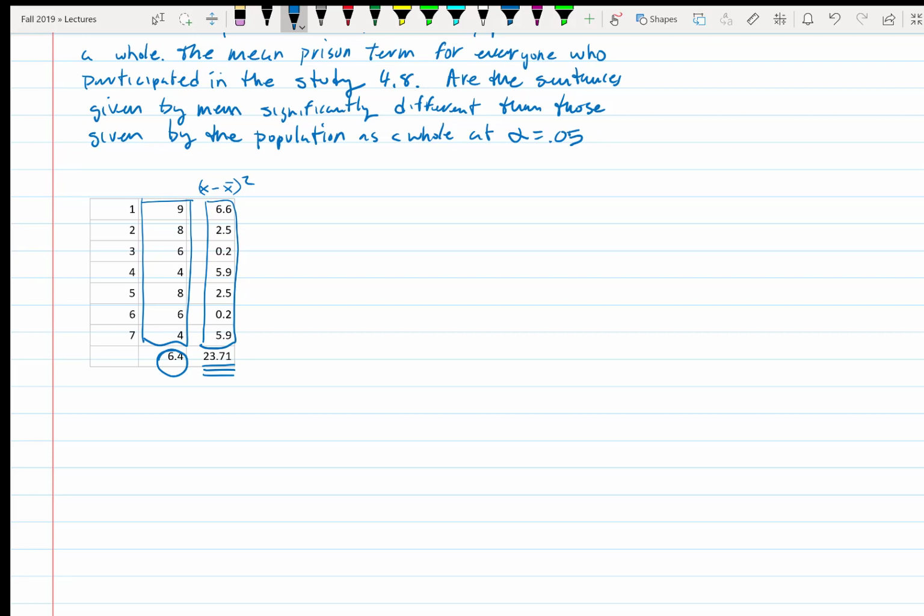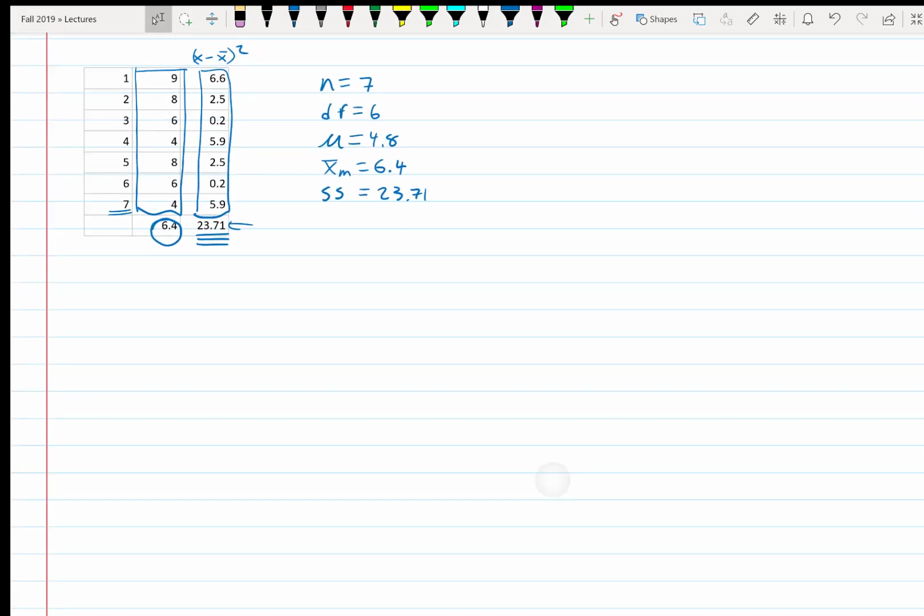All right. So what else do we know? Well, we know that n equals 7. We've got 7 cases. If n equals 7, then the degrees of freedom in the problem is 6. Let's write some other things down. We have a population mean, given in the problem, of 4.8. We've calculated the mean for men. I'm just going to note it with a little m over there, but I probably won't follow through with that through the rest of the problem. And we also calculated the sum of squares for men, 23.71.